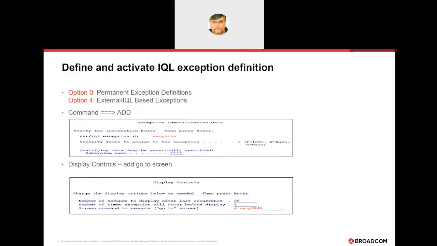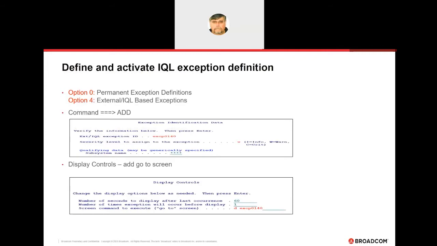The last thing we need to do is to define the IQL exception. So we'll go to the main menu of SysView2. We use option 0 for permanent exception definitions. Next, we'll pick option 4 for the IQL-based exceptions. Then we'll do an add command, and we'll fill out the panel that we see here, giving the exception a name of EXCP0140. I've picked a severity level of W for warning, and there's an optional field here where we could filter on the subsystem name if desired.